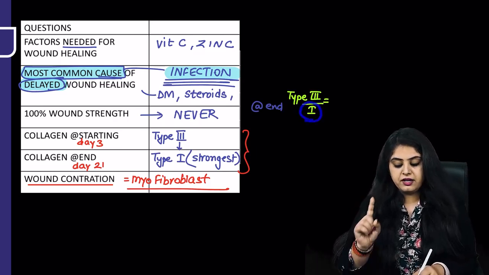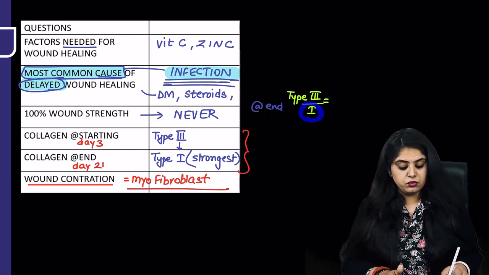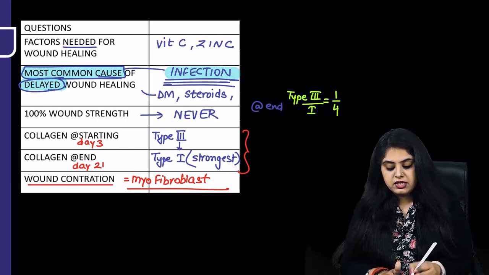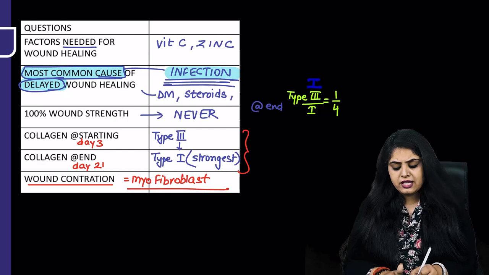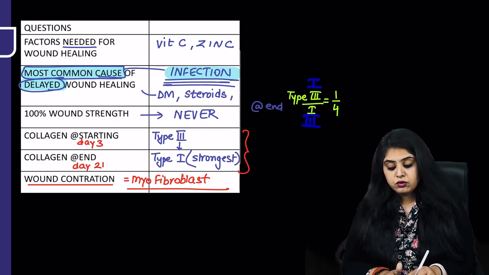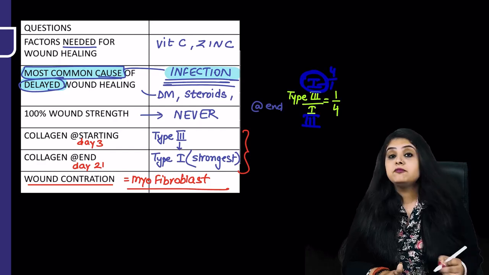Ma'am, in the end, the OG one, the strongest one is more. So the ratio is going to be 1:4. In case in the exam they ask you, tell me what is the ratio between collagen type 1 and 3, you always have to keep one more. So then your answer will become 4:1.